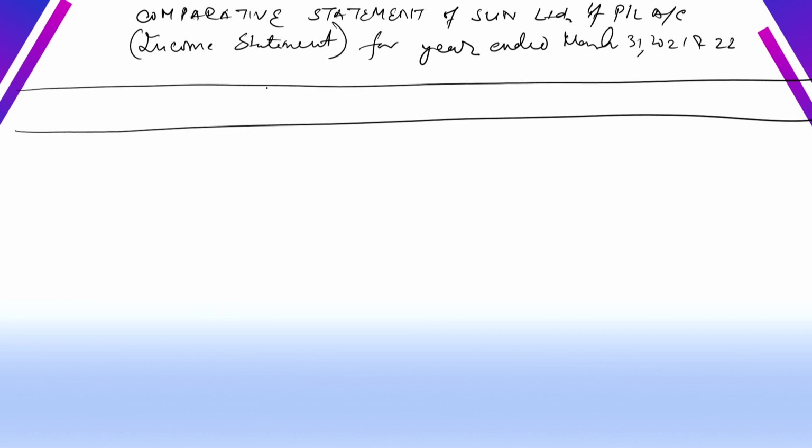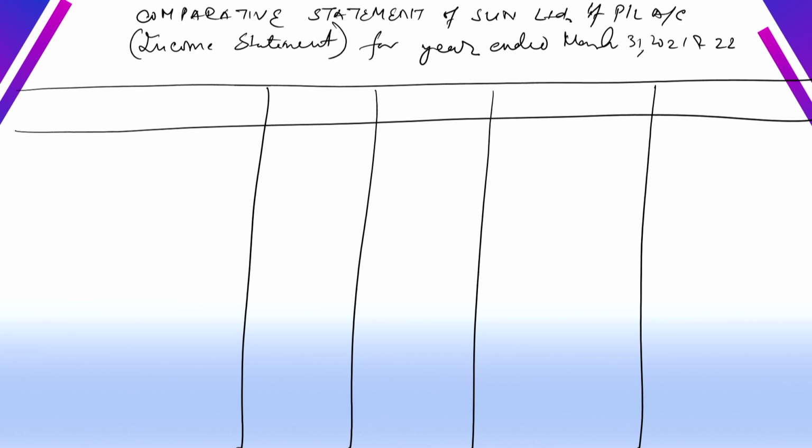So this is the comparative statement again of Sun Limited, of the profit and loss account. So this is again an income statement for the year ended March 31st, 2022 and 2023. These are the particulars. 2022, 2023. This is absolute positive or negative. This is percentage positive or negative.